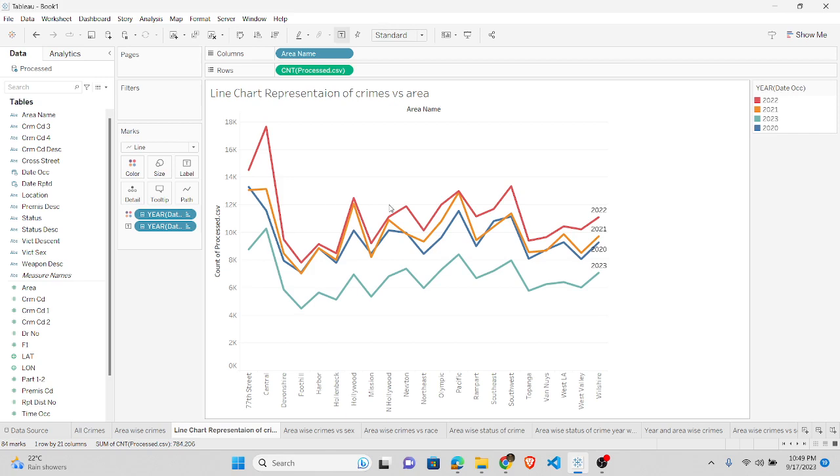As we can see, for each year we have drawn a line chart which shows the number of crimes that have occurred in different areas of Los Angeles. From this, we can see that from the year 2020 to 2022, there has been a slight increase in the crimes, with 2022 having a larger spike in the number of crimes. This can be related to the lifting of COVID-19 restrictions, which allowed for more free movement of people, which hence increased the number of crimes.